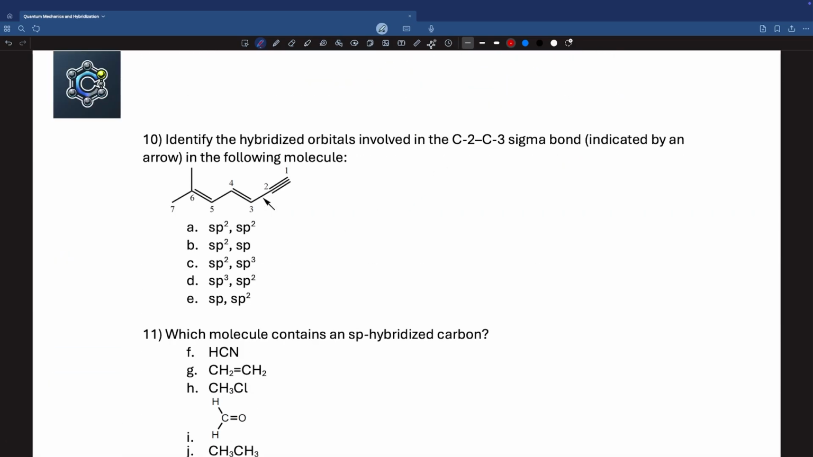The next question is asking us to identify the hybridized orbitals involved in the C2 to C3 sigma bond. We don't really know what a sigma bond is yet, but we'll discuss that in the next video. For now, we don't need to know what it is. They're telling us that it's a C2-C3 bond. And so we'll write that, well, this carbon is C2, and this carbon is C3. And if you notice, this carbon is triple bonded to another carbon, which means this is sp hybridized. But this carbon has a double bond, which means this one is sp2 hybridized. And the best answer choice that fits that is E, sp and sp2.